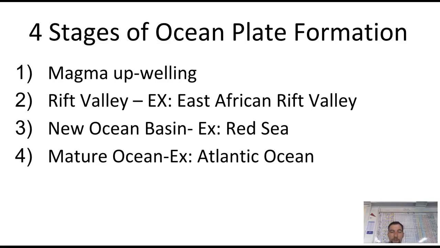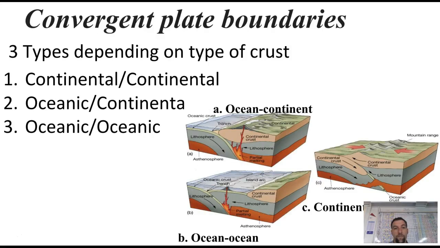Okay. All right, so here's our 4 stages of plate formation: magma upwelling. Okay, ocean plate formation. From continental plates splitting apart, we have that magma coming up through the crack in the rock between the 2 plates. We have a Rift Valley that's created. An example that was given in the picture, the East African Rift Valley. New ocean basin, example would be the Red Sea. And then we have that mature ocean when they get further and further apart and water fills in, we get the example of the Atlantic Ocean. That's how the Atlantic Ocean was actually created, when those continental plates were pushed apart.